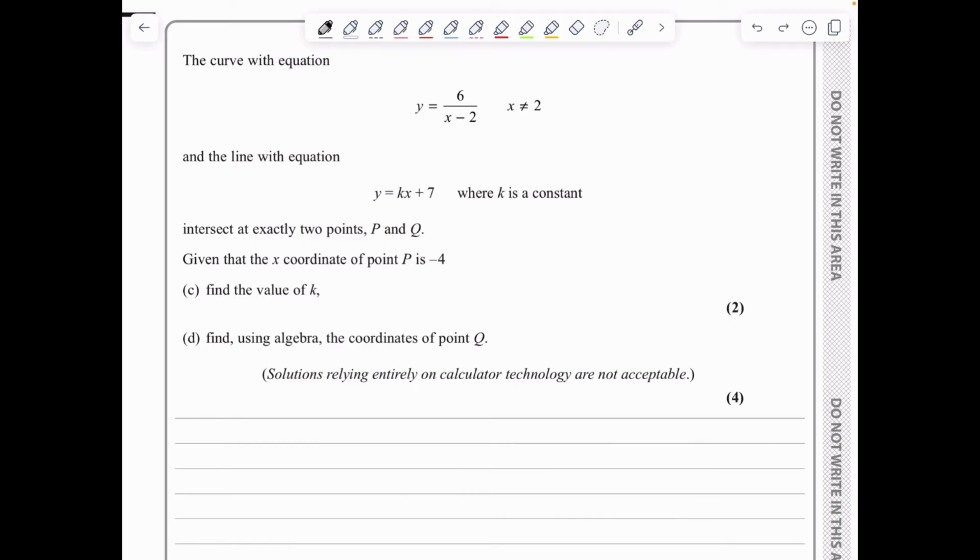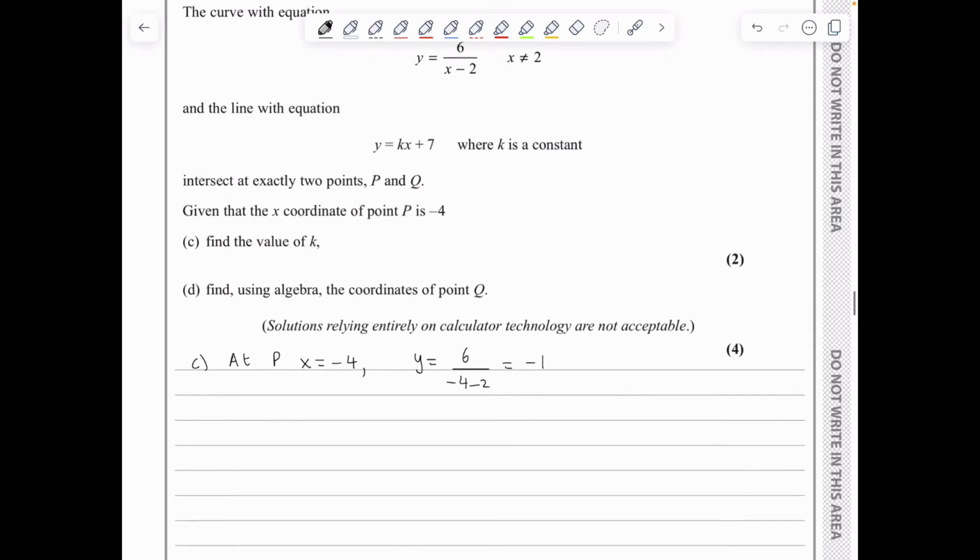Well, let's start by stating that at P, x is -4, and we will substitute the -4 into the reciprocal graph here, 6 over x minus 2, to get the y coordinate. So y is going to be 6 over -4 minus 2, which gives an answer of -1, and we can proceed in that to find the value of k.